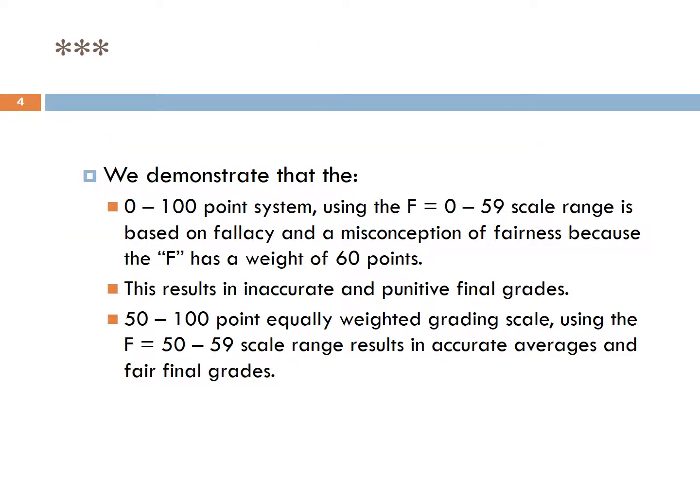We demonstrate that the 0 to 100 point system using the F equals 0 to 59 scale range is based on fallacy and a misconception of fairness because the F has a weight of 60 points. This results in inaccurate and punitive final grades. The 50 to 100 point equally weighted grading scale using the F equals 50 to 59 scale range results in accurate averages and fair final grades.